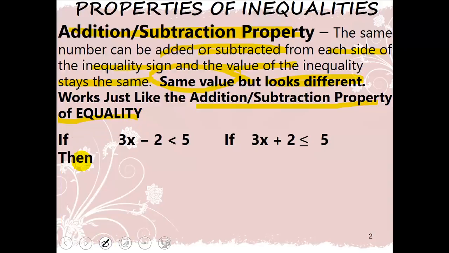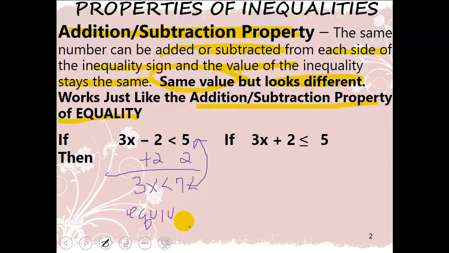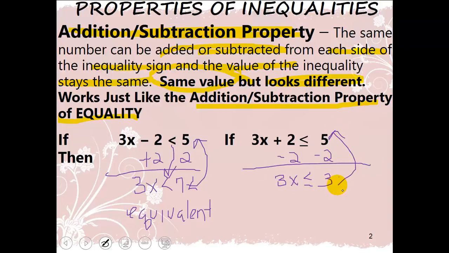In this first one, it says I can add 2 to both sides, and it says that 3x is less than 7. These are equivalent. Notice that I didn't change the direction of the inequality symbol. It stayed the same. I can also do that with subtraction. And this says 3x is less than or equal to 3. These are equivalent. They have the same values, but they look different.